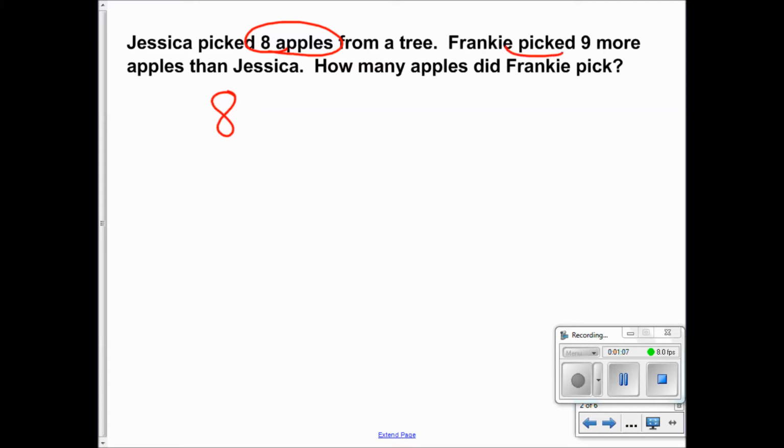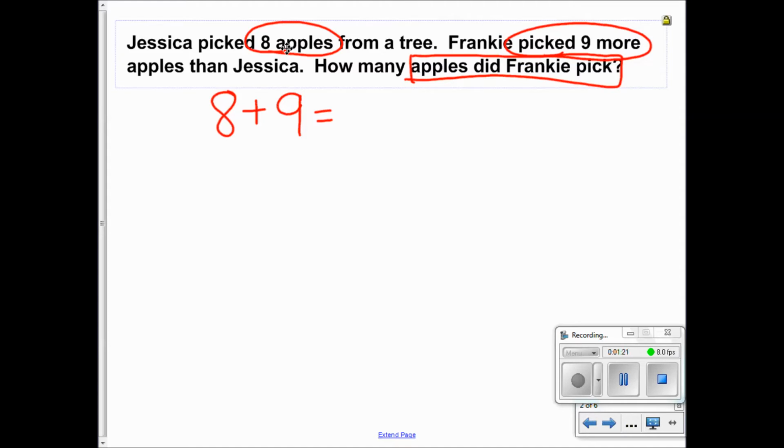He comes along, he climbs up the tree, and what does he do? He picks 9 more. So if he picks 9 more, I know I am adding, and I'm going to add 9. And then the question asks us, how many did Frankie pick? So I know that I'm looking for my result unknown. She picked 8, he picked 9 more than her. My result is unknown with addition. I'm going to teach you how to do that using bar models.